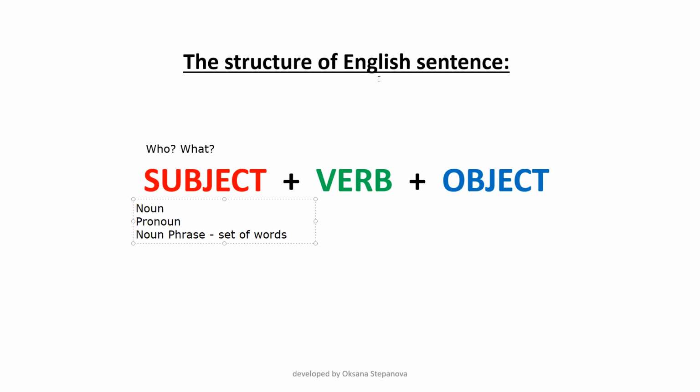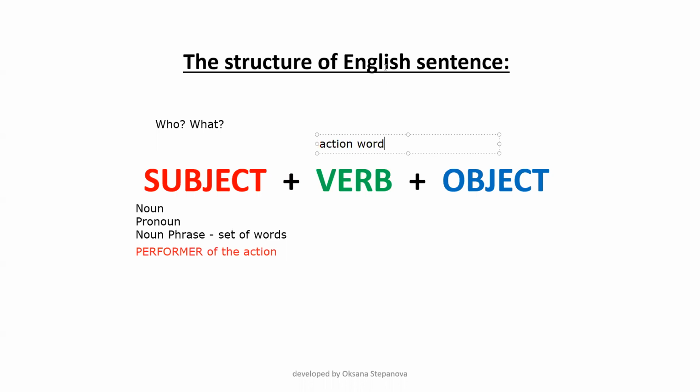Also, let me change the color here and put it here, that the subject is the performer of the action in the sentence. Okay, so now let's look at the verb. The verb is the action of the sentence. In other words, we call it the action word of the sentence.